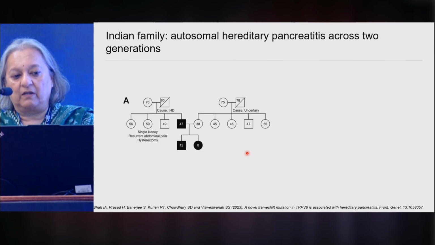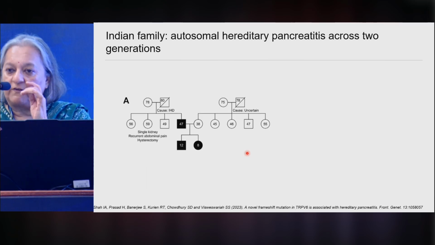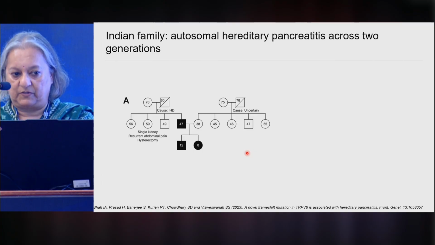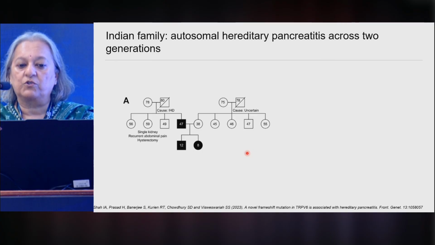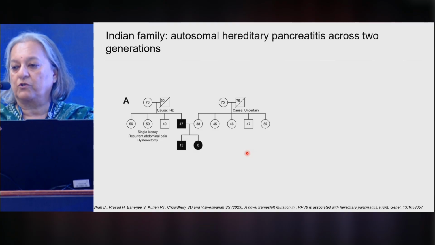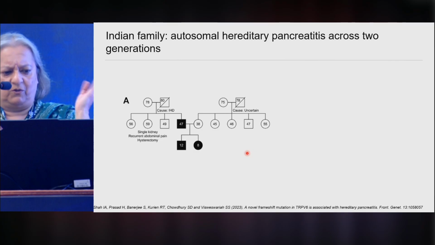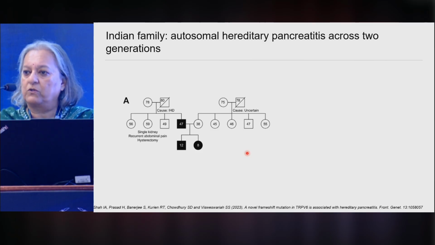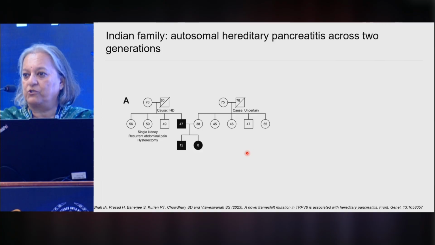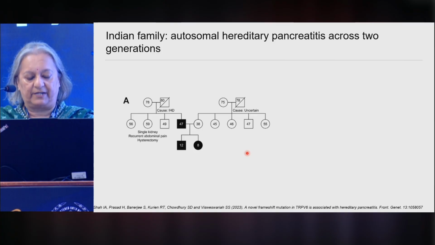And so when we talked to Sudipto and Ruben at that time, they had identified a family here in CMC Vellore who were their patients, where there was an example of autosomal hereditary pancreatitis across 2 generations. The father and both the 2 children were affected with pancreatitis. This seemed to us a very good beginning where we could start to try to look at what could be underlying the genetic basis of hereditary pancreatitis.